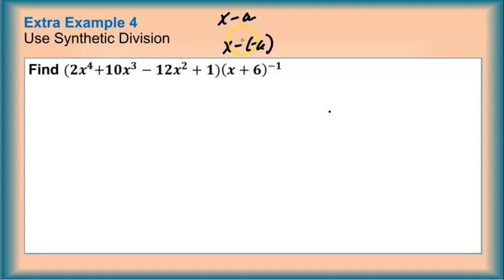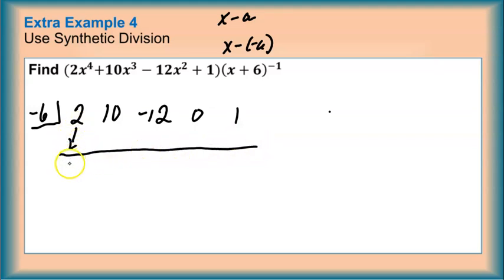So -6 is our a, so I'm going to put that here in the box on the left. And I'm going to write all the coefficients here. So I have a 2, I have a 10, I have a -12. I'm missing the plain x, or the 1x, so I have to put a placeholder of 0 here, and then I have a 1. So I bring down the first coefficient, and I have a 2 here.